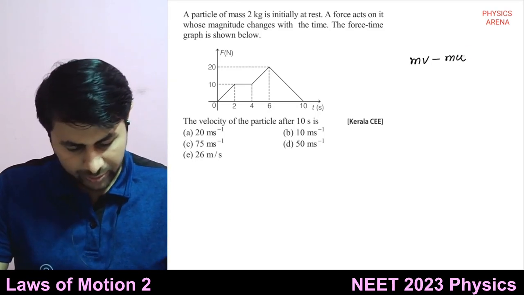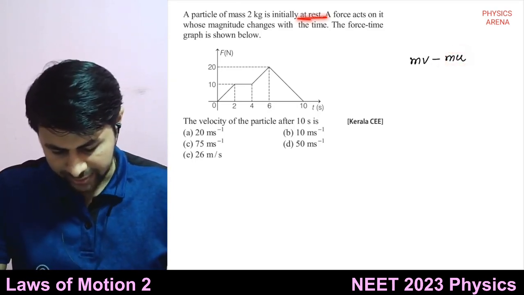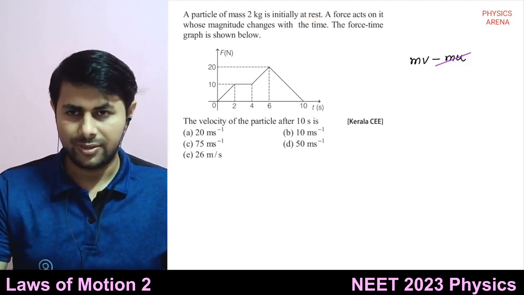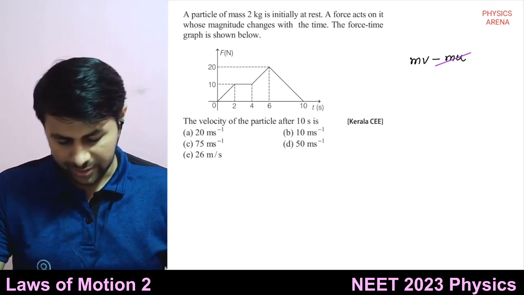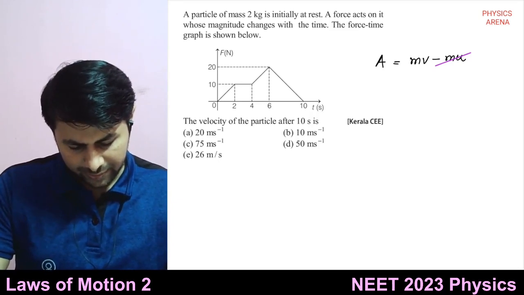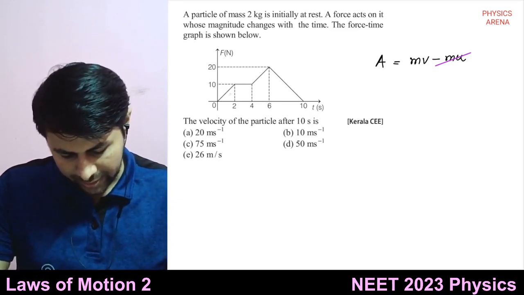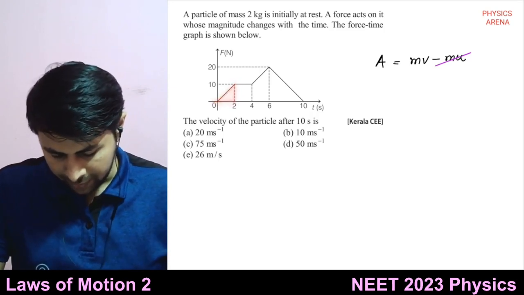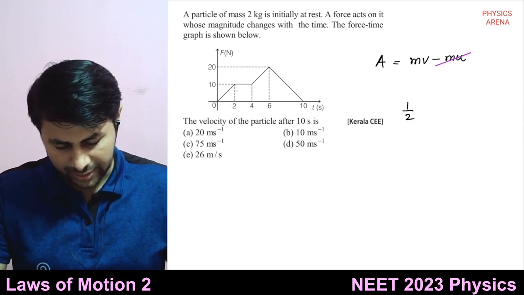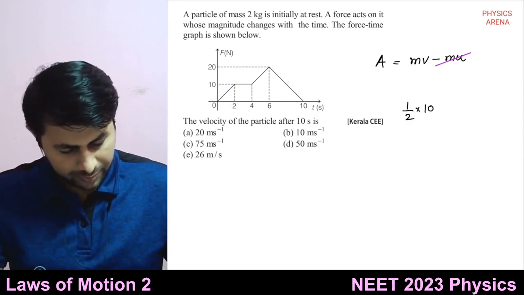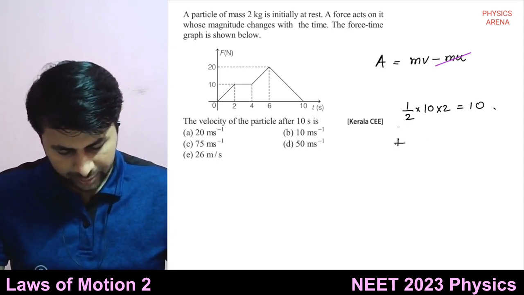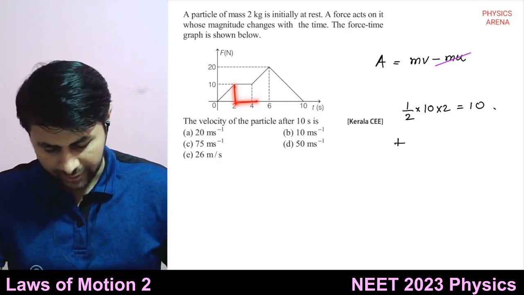Okay, so initial momentum is 0 because it starts at rest. So this term is 0. So it gives us mass times final velocity. Okay, the area under this graph. So let's find out the area. How much would be the area? So this is half of 10 times 2, it is 10 times 2. So this is 10 plus this 2 times 10.